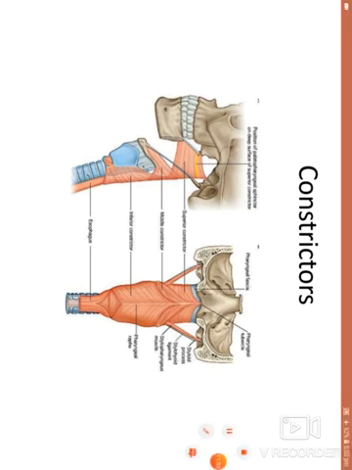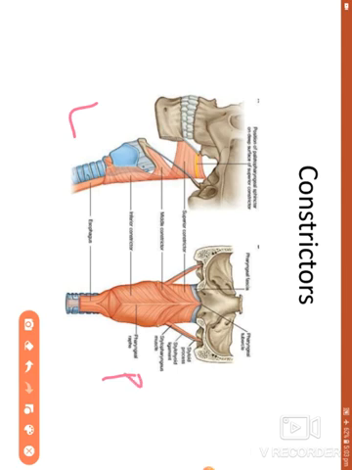Here, this is the lateral view. See, this is the lateral view. This is the posterior view. Here, constrictors or the circular muscles are the superior constrictor, middle constrictor, and inferior constrictor.